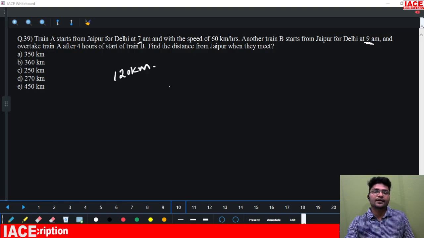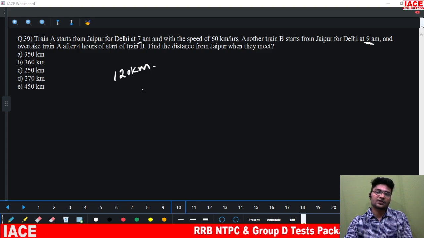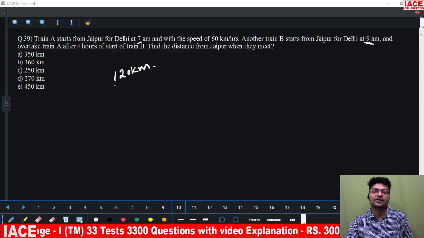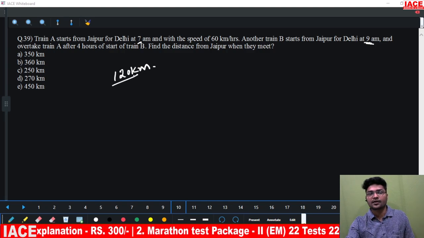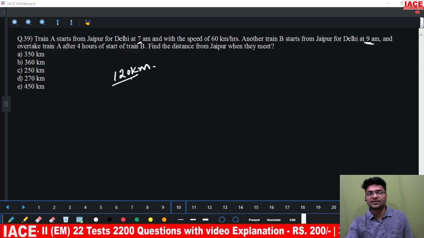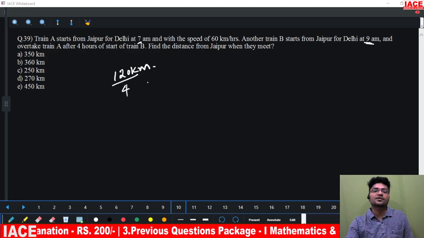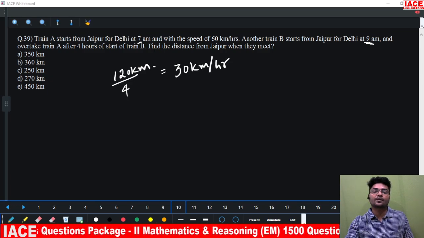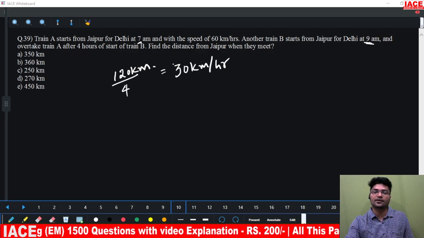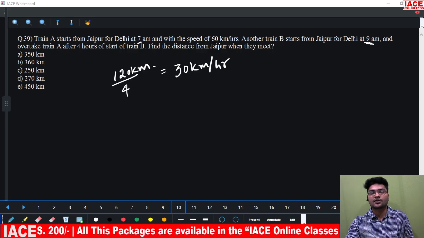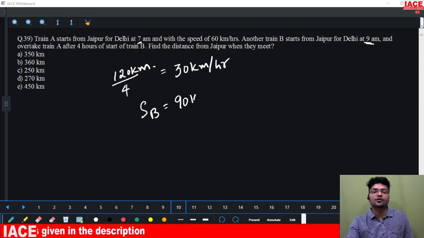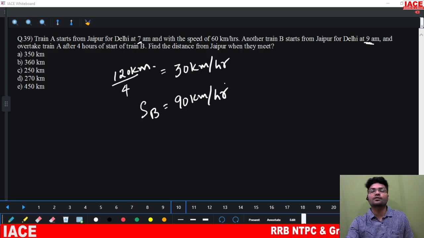Next, train B overtakes train A after 4 hours. What will be the relative speed? This 120 kilometers is covered by train B in 4 hours. If I divide 120 by 4, how much do I get? 30 kilometers per hour. Train B is traveling 30 kilometers per hour more than train A. Train A is already traveling at 60 kilometers per hour. That means the speed of train B will be 90 km per hour.